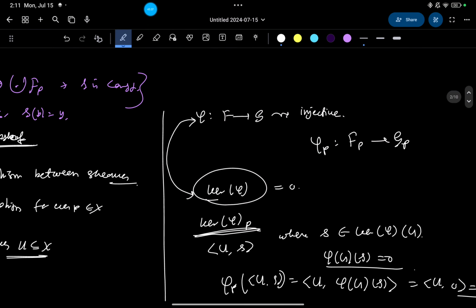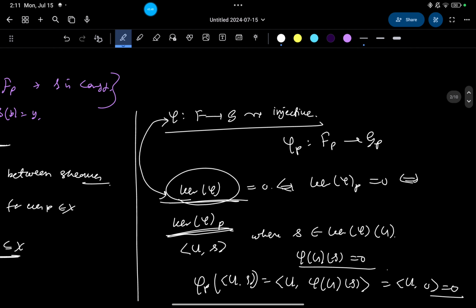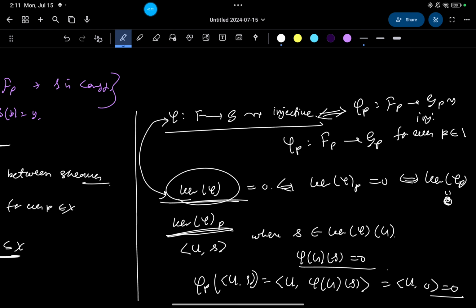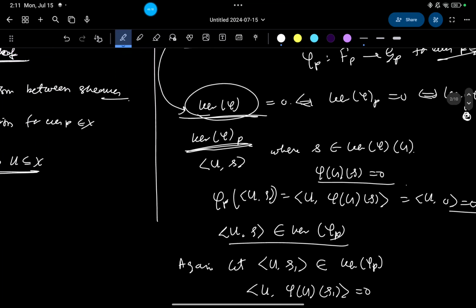Now if we get back to our condition, if we have an injective map, then kernel of phi is 0. So the kernel phi of p is 0. This holds if and only if at every p the kernel phi p is 0. That means phi is injective if and only if phi p from Fp to Gp is injective for every p belonging to X.